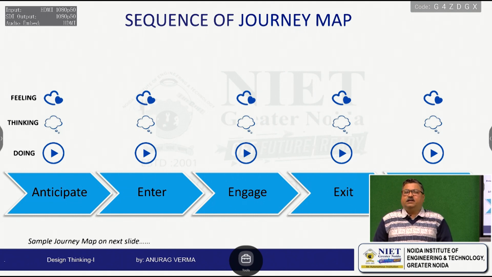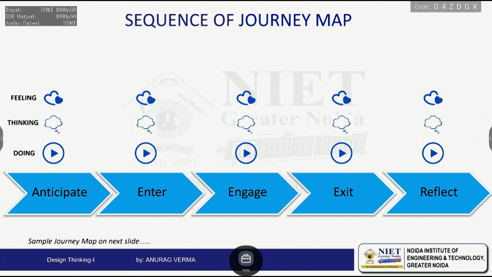Now, engage in the journey means the customer is engaged with the product, how he is using the product, enjoying the product or having some issues with the product. Then the customer exits the journey of using the product, and after that the customer may reflect on the experience of the journey in the form of feedback that can be provided either in writing or on the website of the company. So these are the phases of the journey map.